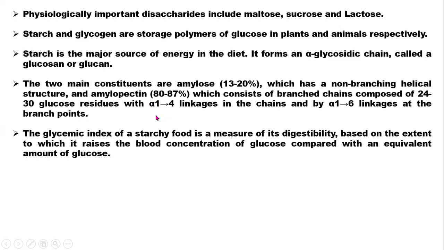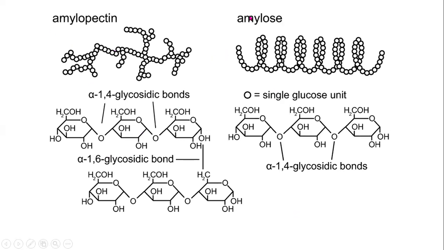There is also what we call the glycemic index of starchy food, which is a measure of the digestibility of that starchy food based on the extent to which it raises the blood glucose concentration when compared with an equivalent amount of glucose. So these are the two forms in which starch exists. We have amylose, which is non-branched. It consists of alpha 1,4 glycosidic bonds. From this structure, you can see each O means a single glucose unit.